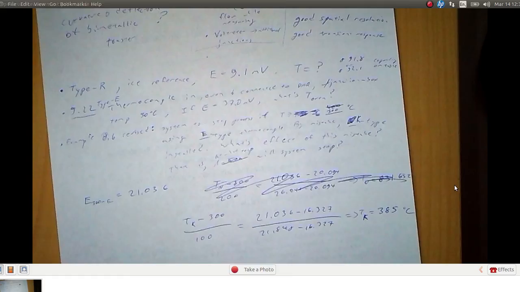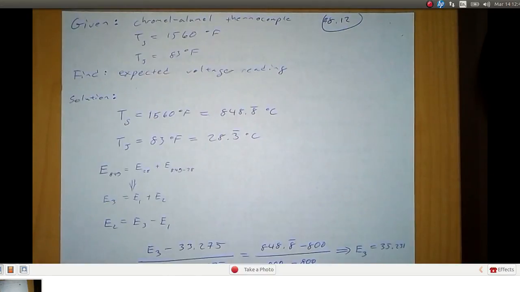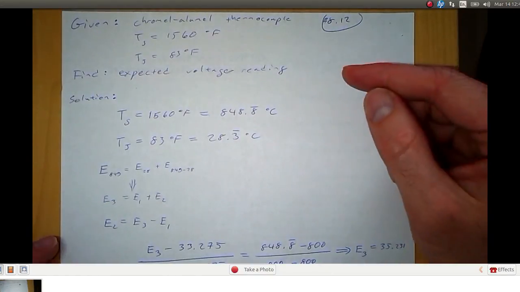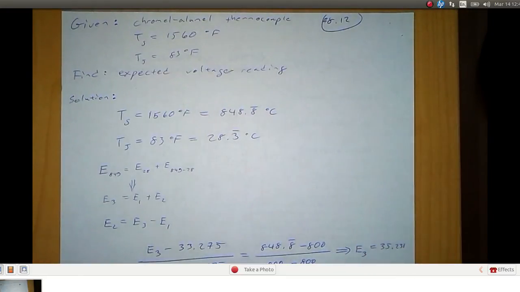Here's one example, which is problem 8.12 in the textbook. We're given a chromel-alumel thermocouple, and the temperature at which the sensing junction is placed is 1560 degrees Fahrenheit, and the reference junction is at 83 degrees Fahrenheit. So the junction box where it's connected to the voltage sensor is 83 degrees Fahrenheit. And so we want to find the expected voltage reading.